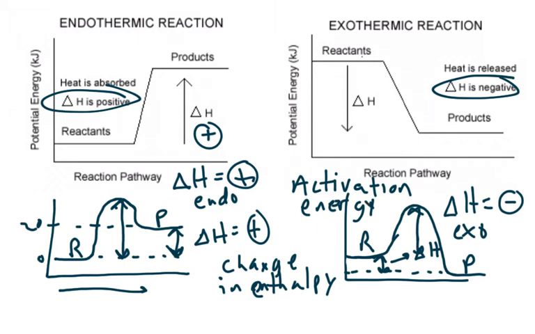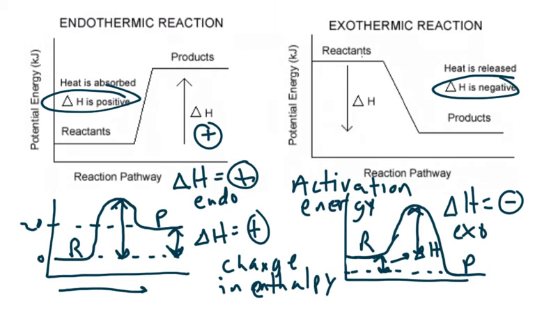Every reaction requires a certain amount of energy so that the reaction can take place, and that is called the activation energy. Some reactions have very high activation energy, some have very low. The higher the hill, the more the activation energy, the slower the reaction will take place. Fast reactions usually have very low hills, or they have very low activation energies.